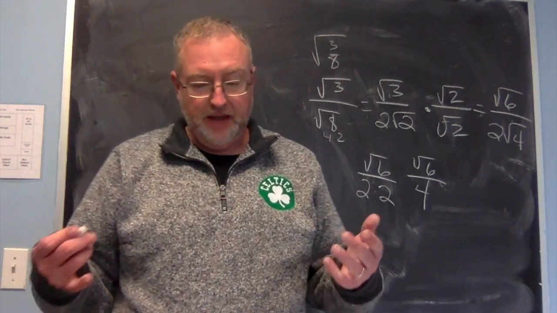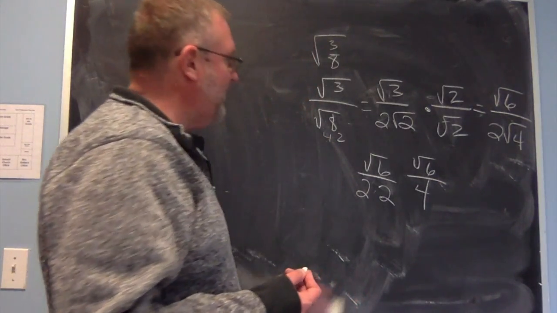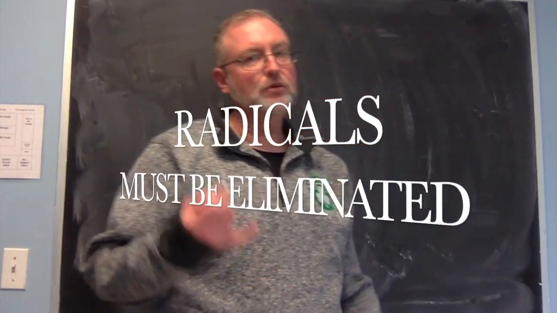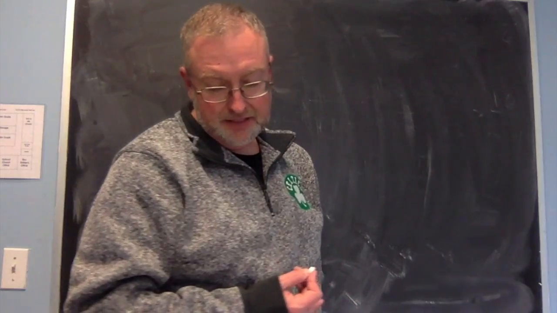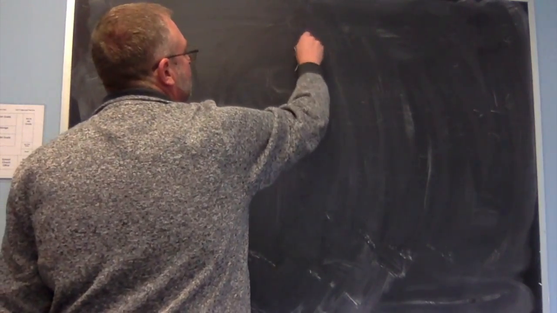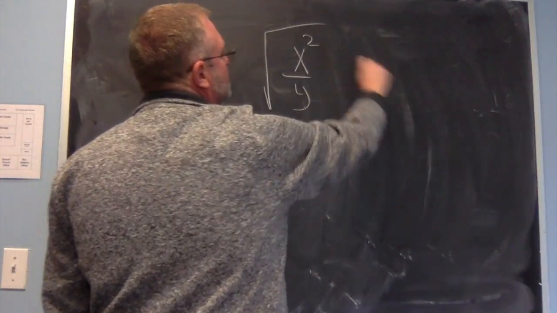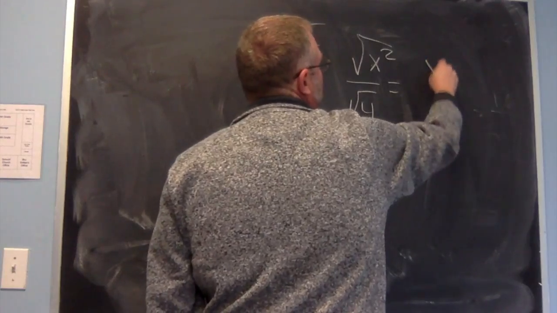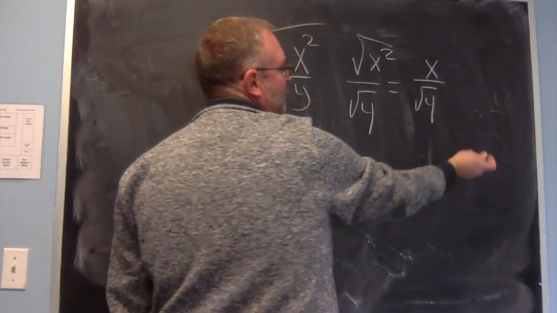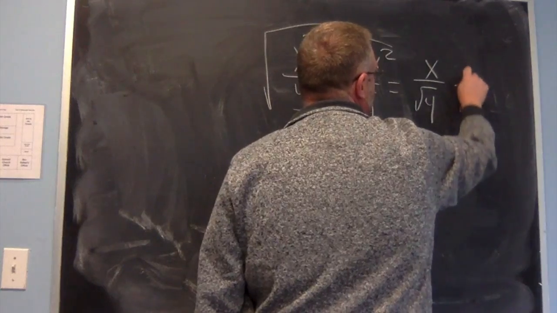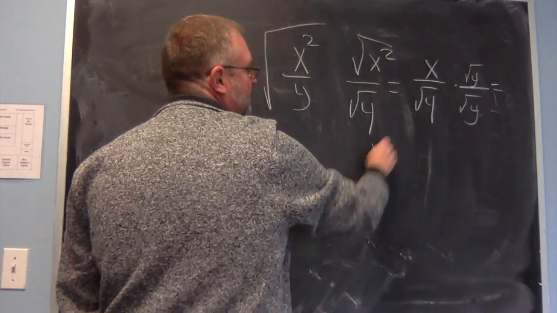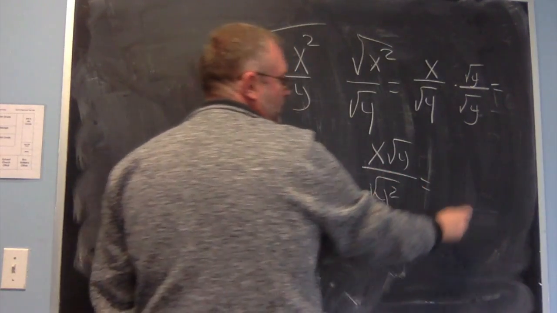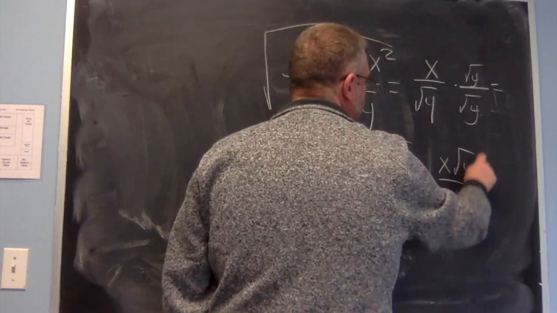If you have to do the same thing with letters, it works the exact same way. The key to this whole lesson is you never want a radical as the denominator. Letter C gives you the square root of x squared over y, which means it's the square root of x squared over the square root of y. The square root of x squared is x over the square root of y. I can't have the square root of y, so I'm going to multiply it times the square root of y. That leaves me with x times the square root of y over the square root of y squared. The square root of y squared is y, so x square root of y over y.